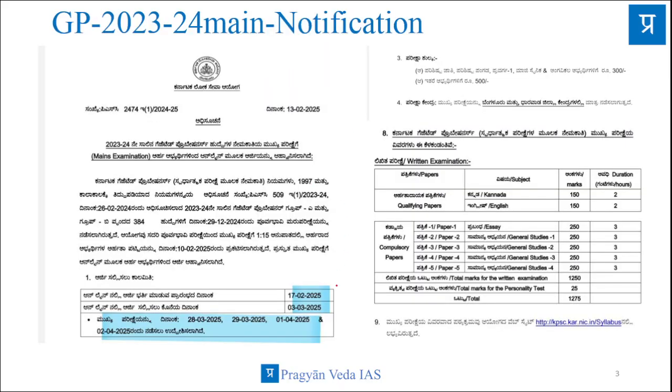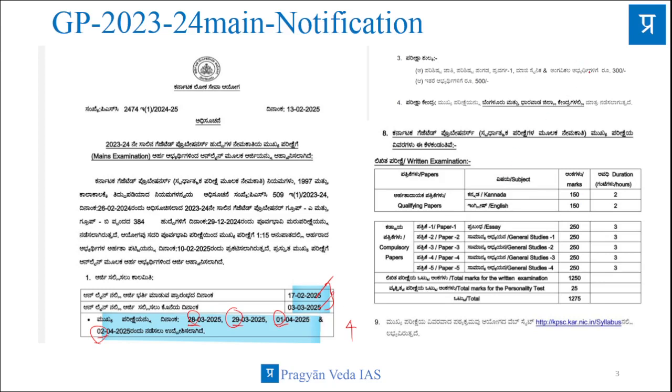Just to give a quick glance at the 23-24 mains notification, the original notification, only these two dates have been changed. The dates for the mains are 28th March, 29th March, 1st April and 2nd April. Those 4 days are there to conduct exams for the mains.